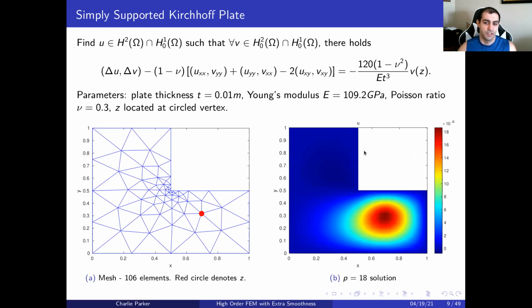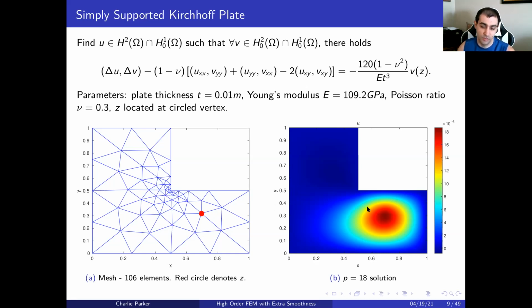Okay, so let's just take a look at some numerical examples of using these elements. The first is the simply supported Kirchhoff plate. The bilinear form is a little more complicated than just the Laplacian, but that doesn't really matter. It involves second derivatives, so it's still an H2 problem. And here we're applying a point load at this red circle, which does correspond to a vertex in the mesh. The rest of the parameters don't really matter.